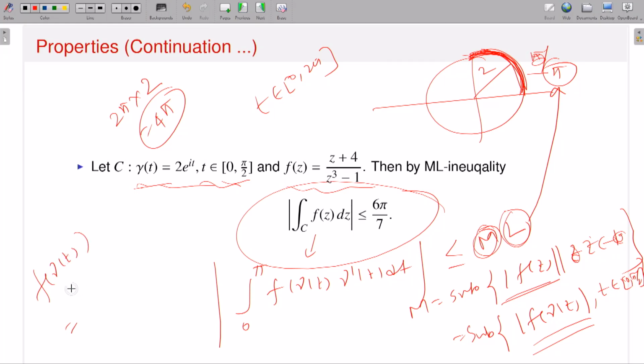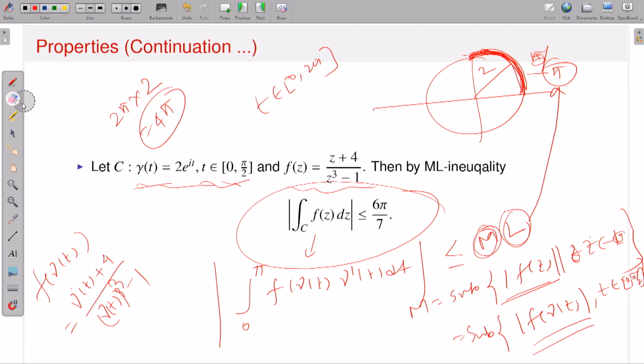So this should be gamma(t) plus 4, divided by gamma(t) cubed minus 1. Well, I'll have to estimate it. There are many ways you can do that. One of the ways is the following, I'm doing it.